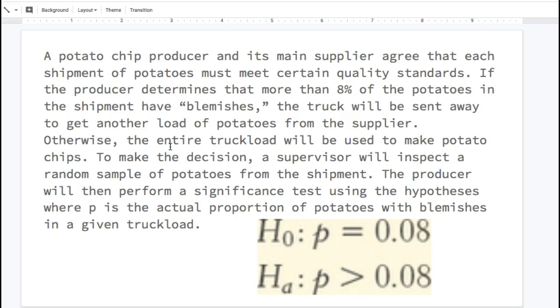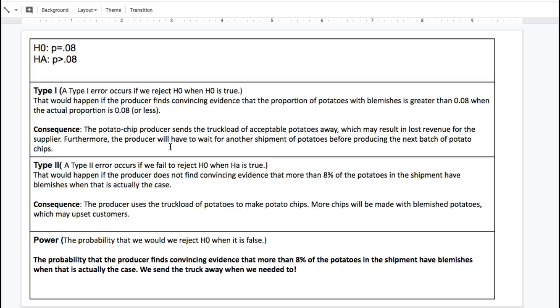So for this, a type 1 error would mean that the producer finds convincing evidence that the proportion of potatoes with blemishes is greater than 0.08 when actually it was 0.08 or maybe even less. Now the problem with this is, the potato chip producer sends the truckload of potatoes away that were acceptable, and now they're going to lose money, so you have to wait longer to get the next batch.